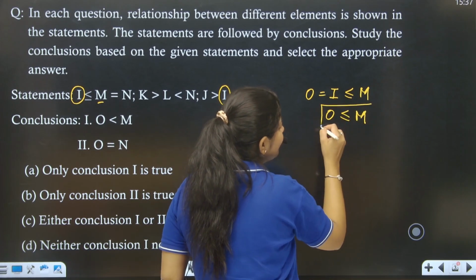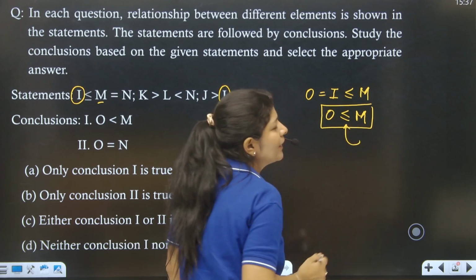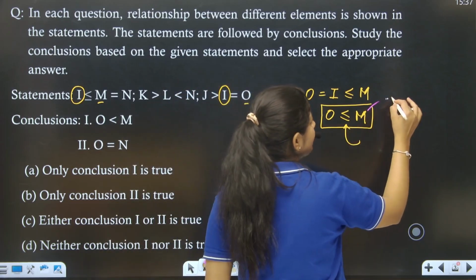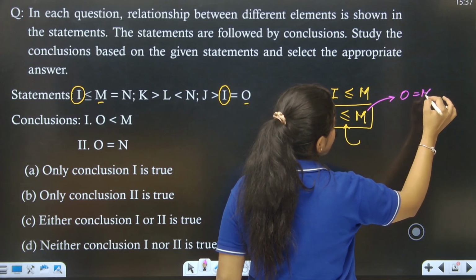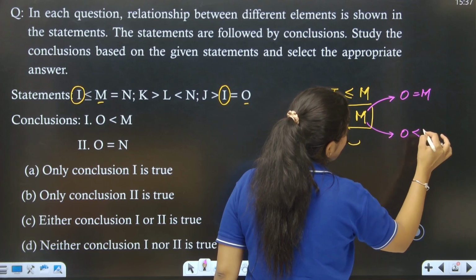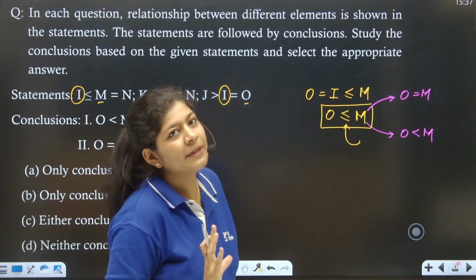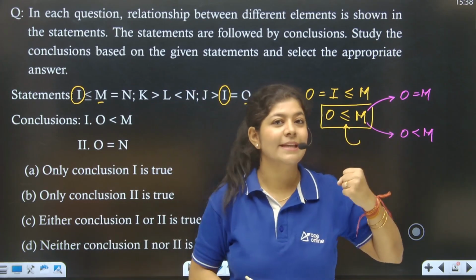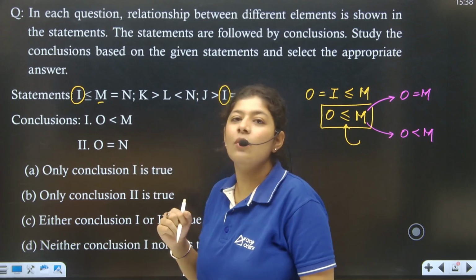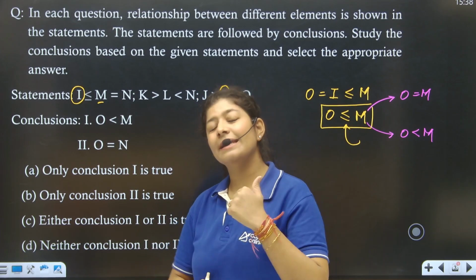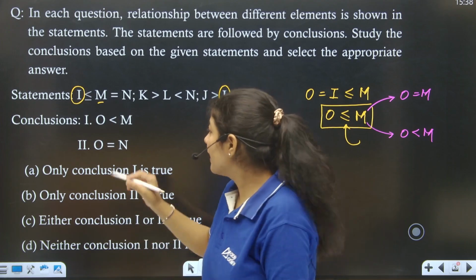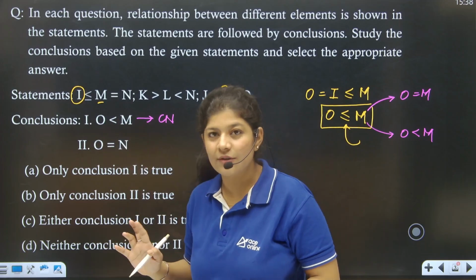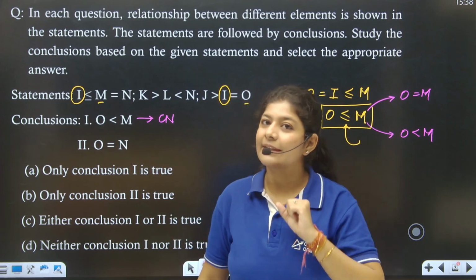Now, as we have this particular symbol, we get two possibilities: either O is equal to M or O is less than M. But we can't say surely that O is equal to M or O is less than M. In this conclusion we have O is less than M. There is a possibility, but we are not sure. So this one is considered in the can't say condition, as we have both categories at the same time.